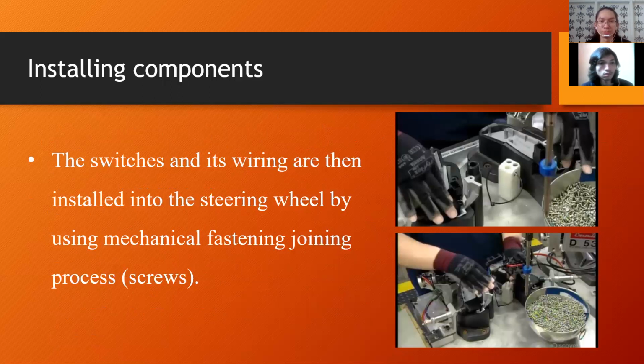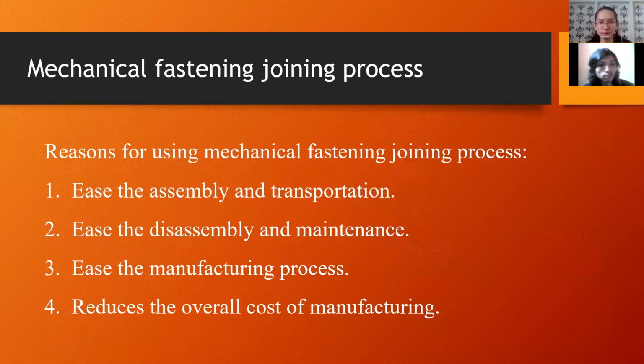The switches and their wiring are then installed into the steering wheel by using a mechanical fastening joining process. The reason for using the mechanical fastening process is because it eases assembly and transportation, disassembly and maintenance, and the manufacturing of the process. Besides, it reduces the overall cost of the manufacturing of the steering wheel.